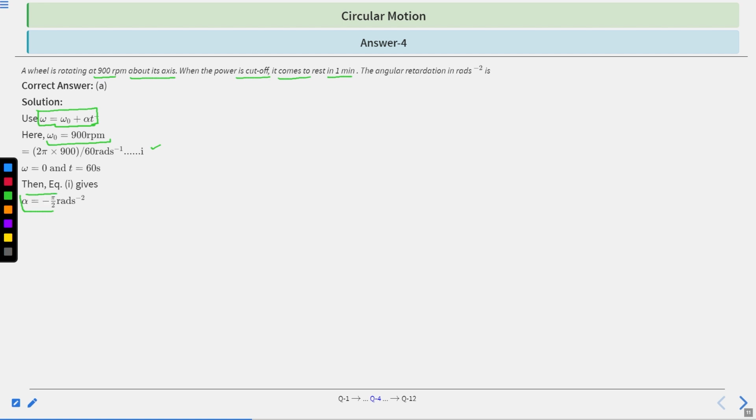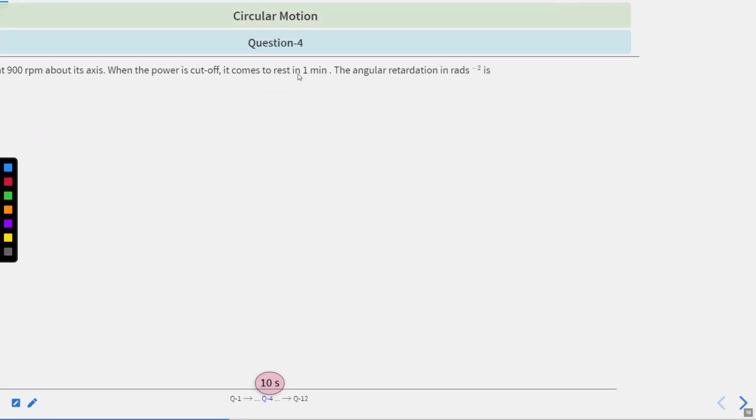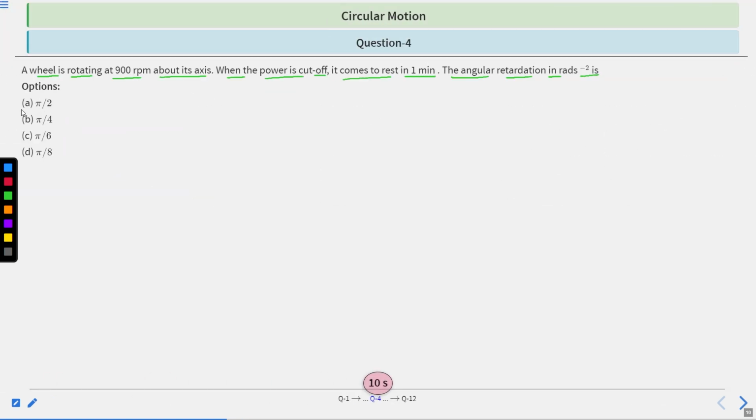Alpha equals minus pi by 2 radian per second square, where t is given in the question. So the correct answer is A, pi by 2.